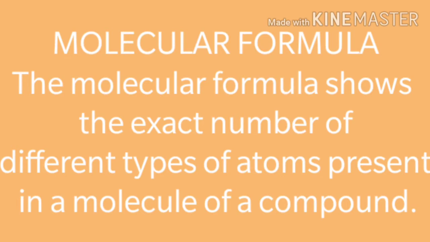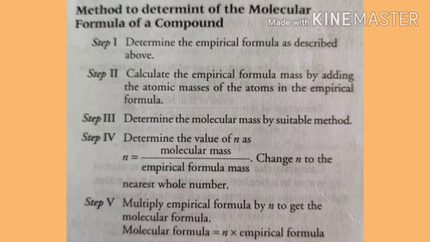So CH is the simplest ratio, and the molecular formula gives the exact number of different types of atoms, that is C2H2. So this is the way to represent the molecular formula. So that gives the exact number of different types of atoms present in one molecule. Now we see the method to determine the molecular formula of a compound. First step, determine the empirical formula as directed above.